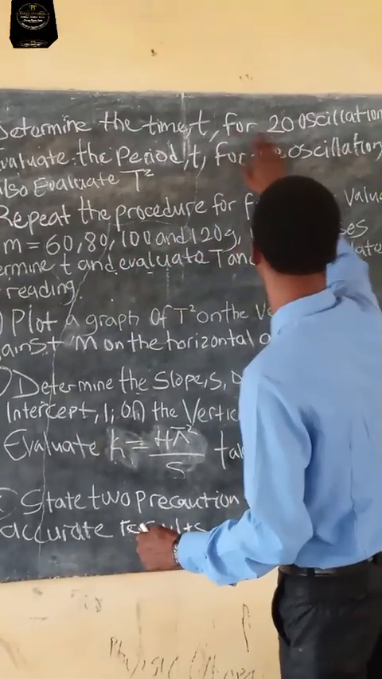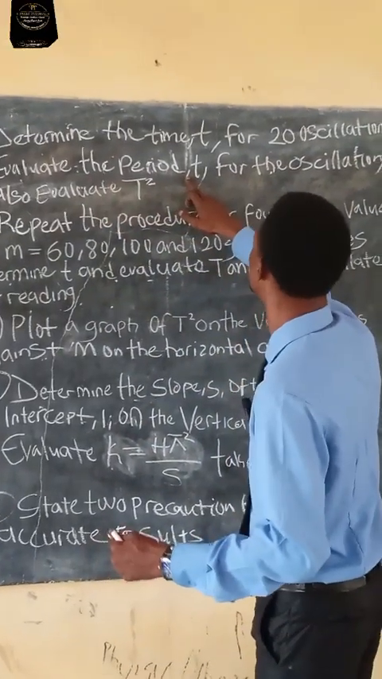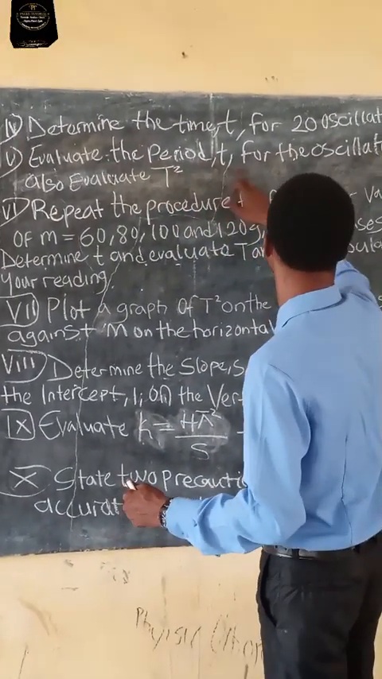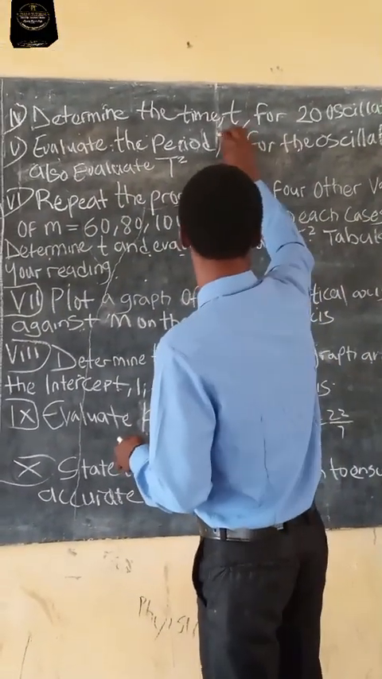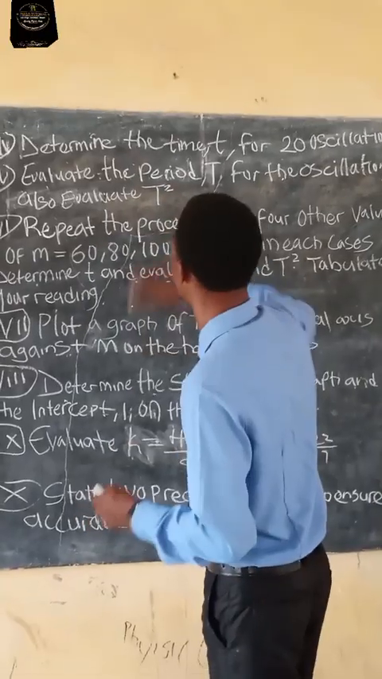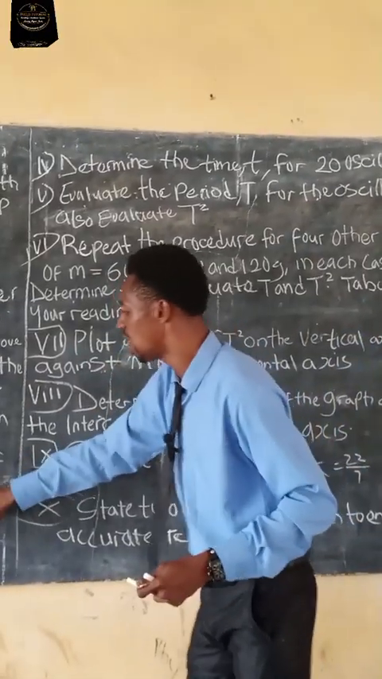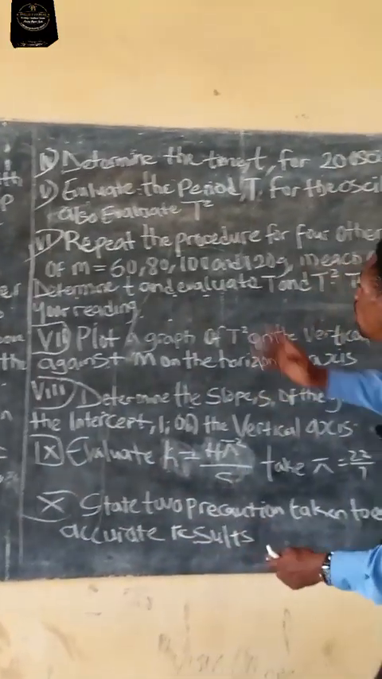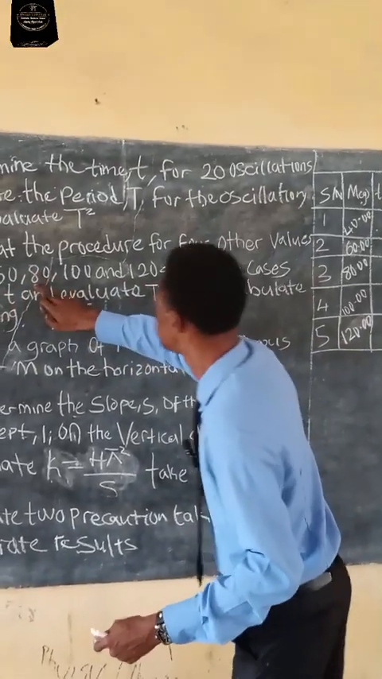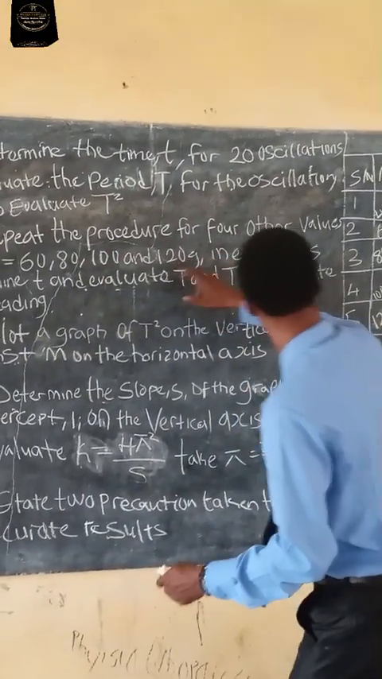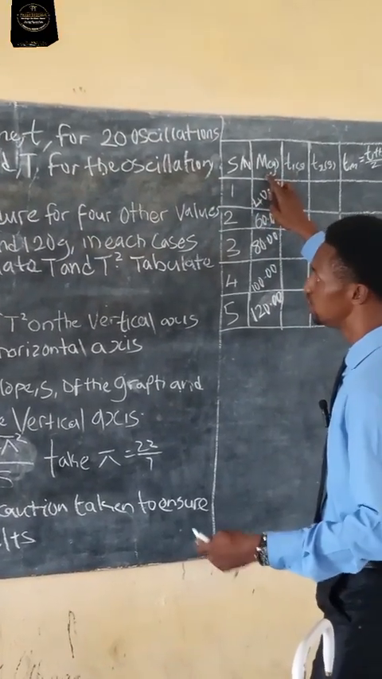They say determine the time t for 20 oscillations. So I'm going to be taking 20 oscillations. Evaluate the period T for 20 oscillations, and also evaluate T squared. They ask us to repeat the procedure for 4 other values. So we have initially been given a value, therefore it will make it 5 from 40. So you're going to write 40.00, 60.00, 80.00, 100.00, and 120.00 on your table. And please take note, the unit of your mass must be in gram.